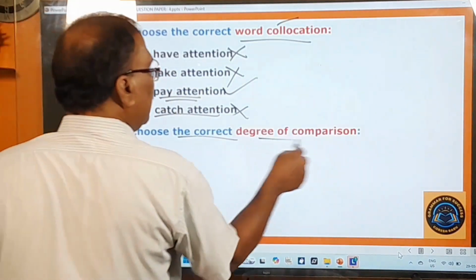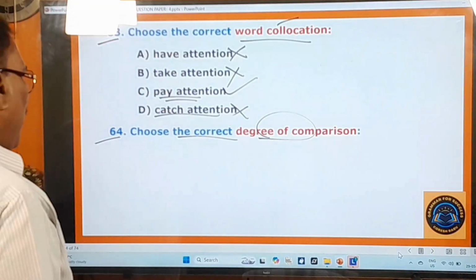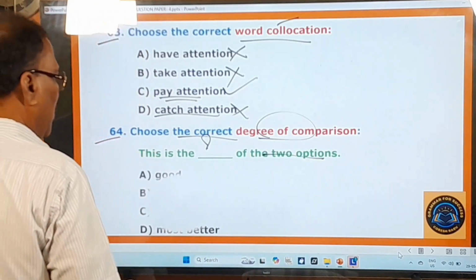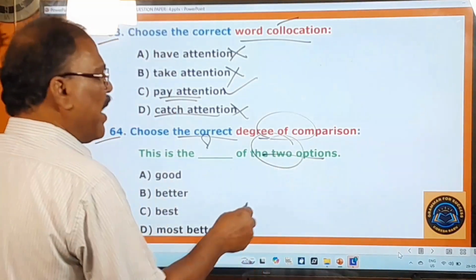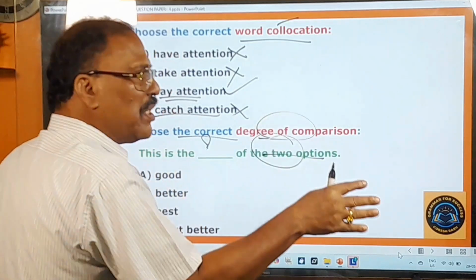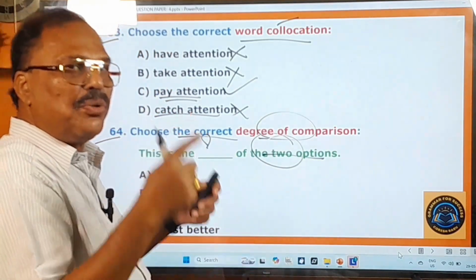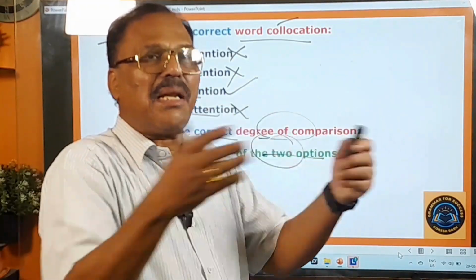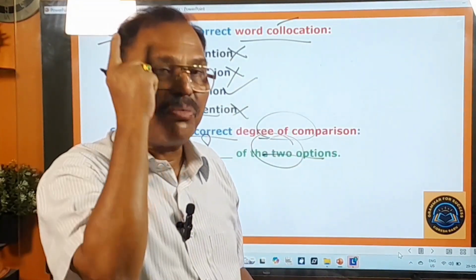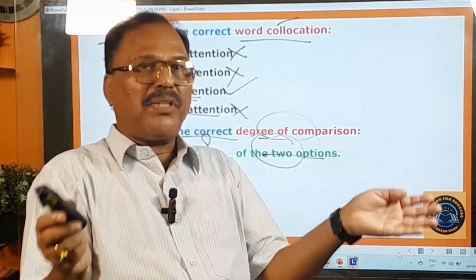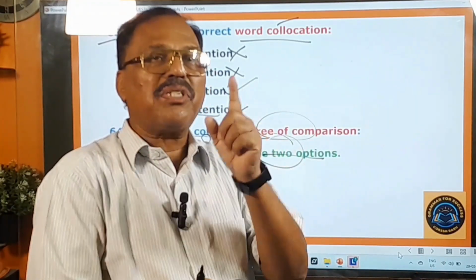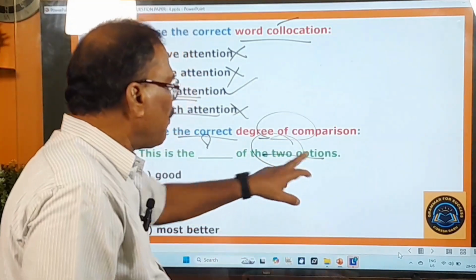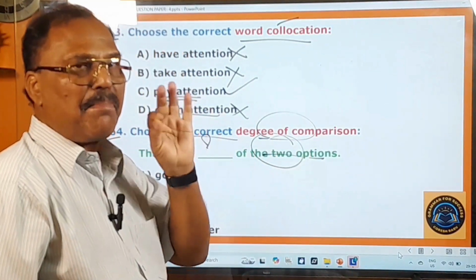64th one. Choose the correct degree of comparison. This is the dash of the two options. Here you pay attention. Whenever the comparison is between two persons or two things or two terms, you must use only the comparative adjectives. రెంటి మధ్య కంపారిజన్ జరిపేటప్పుడు కంపారిటివ్ డిగ్రీ అడ్జెక్టివ్స్ మాత్రమే వాడాలి. Whenever you compare two things, two persons, two places, you must make use of only the comparative adjective and not the superlative one. మరి ఇక్కడ two options అంటున్నాడు. రెండు ఆప్షన్స్ అన్నప్పుడు తప్పనిసరి కంపారిటివ్ వాడాలి.